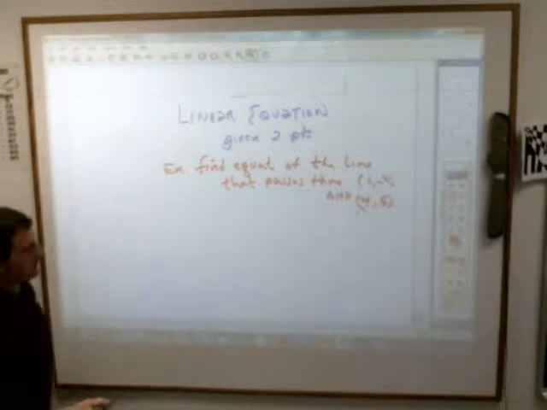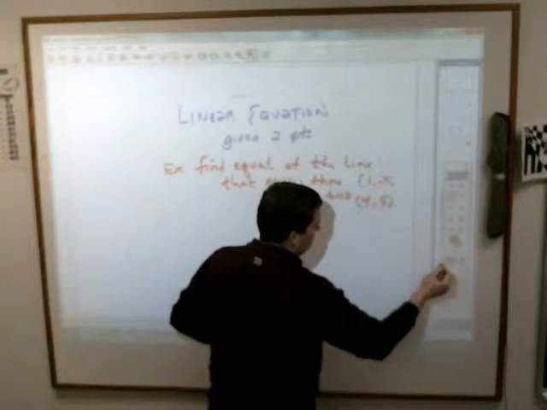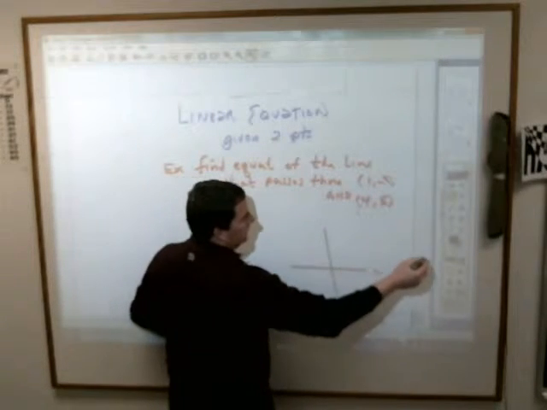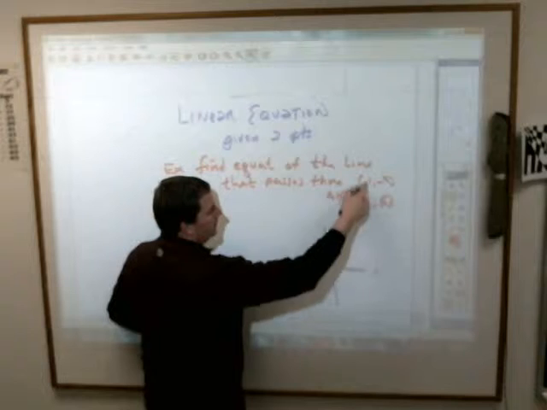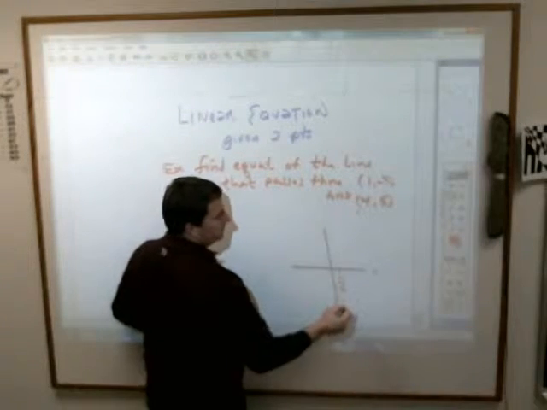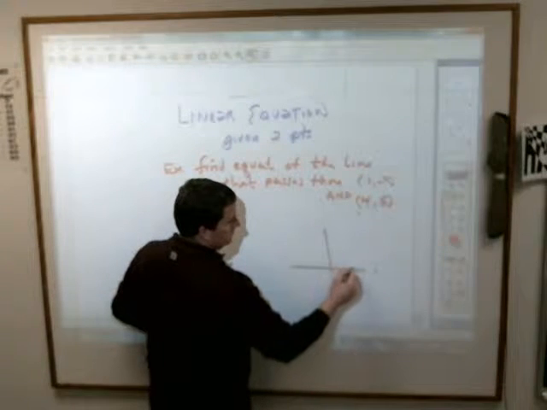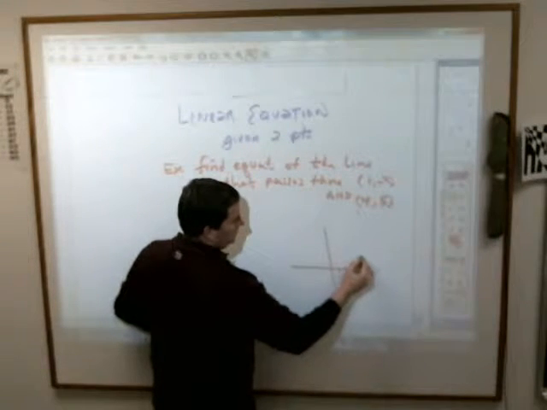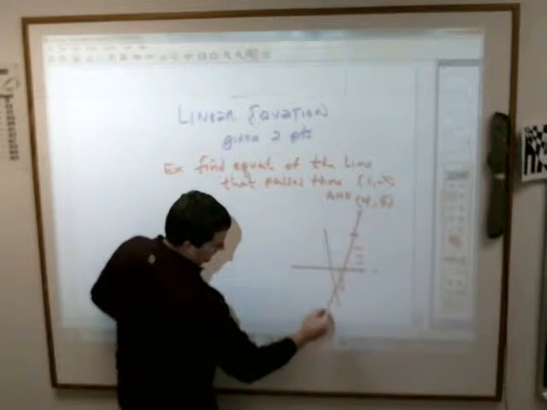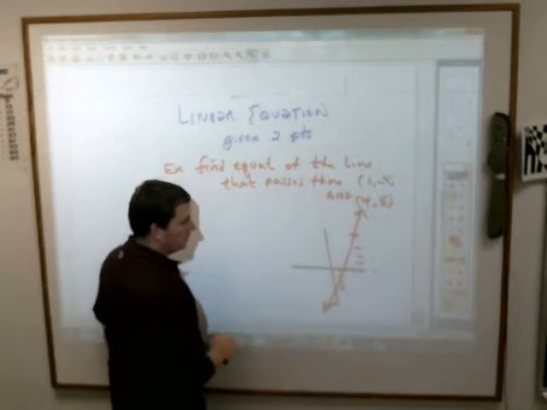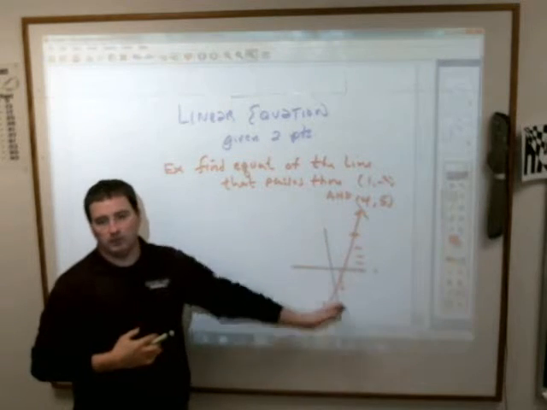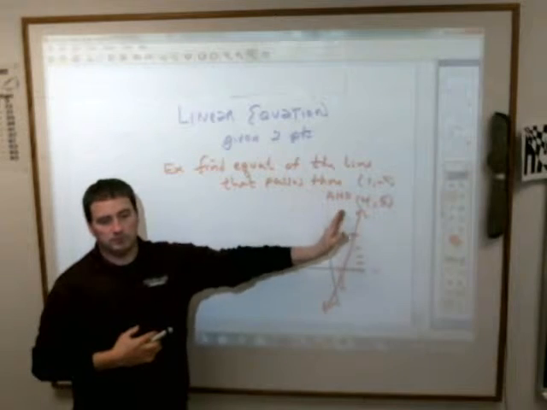Let me give you the gist of that, and then we'll talk about what that means. What you're being asked to do is this. If you have a line that passes through 1, -3, and 4, 5, you've got this line, and they want to know what is the linear equation, the slope-intercept form of the equation of that line.